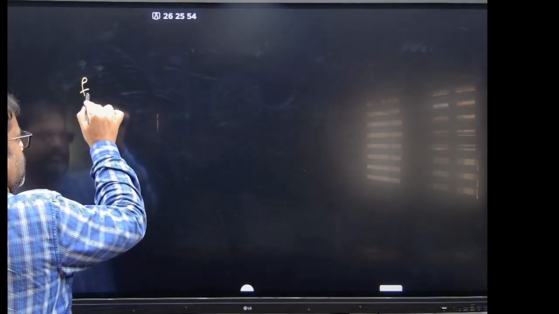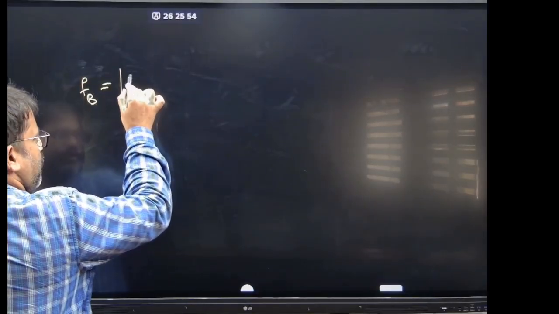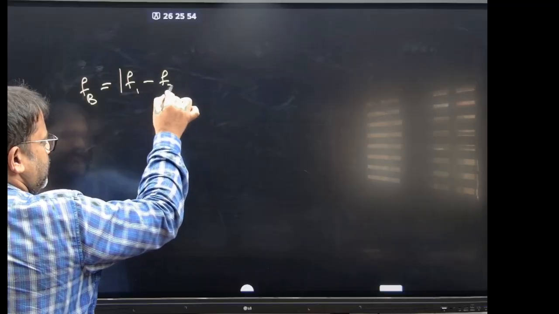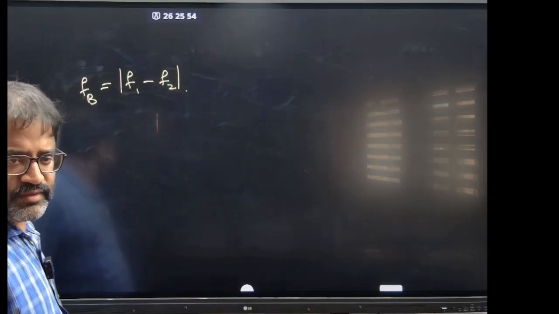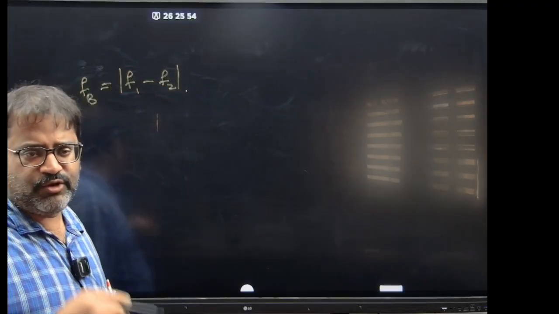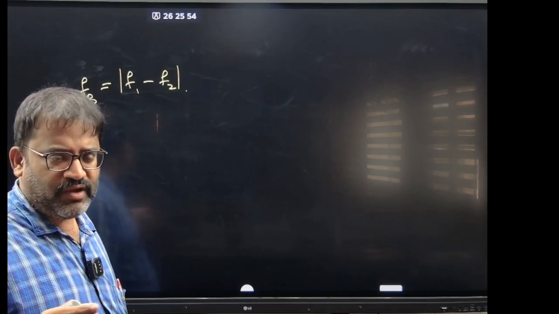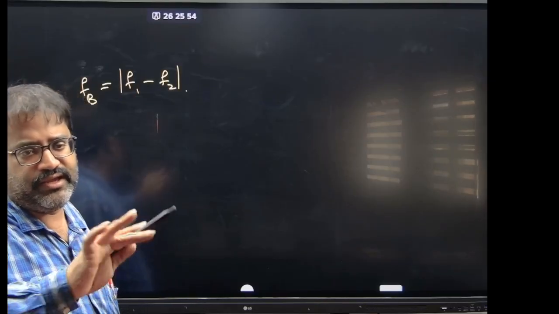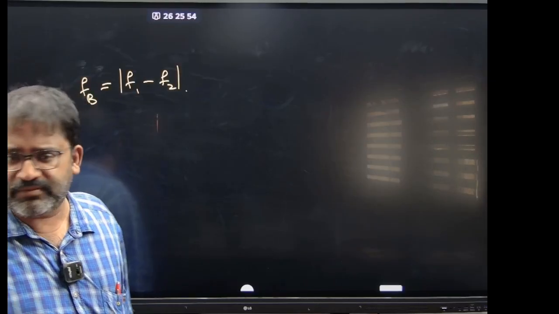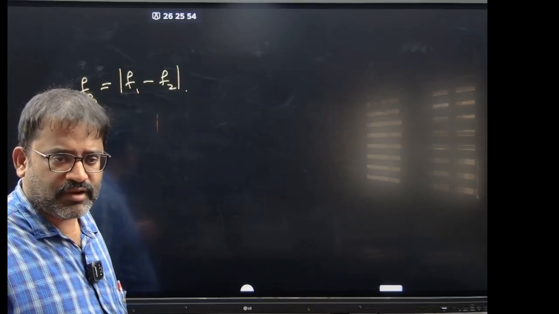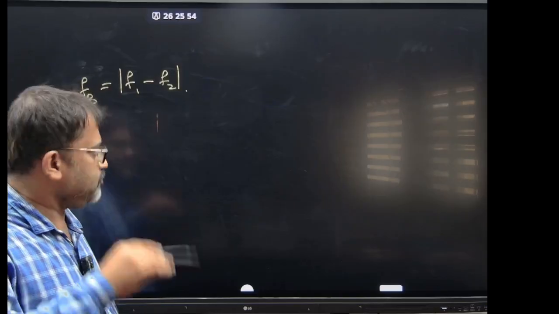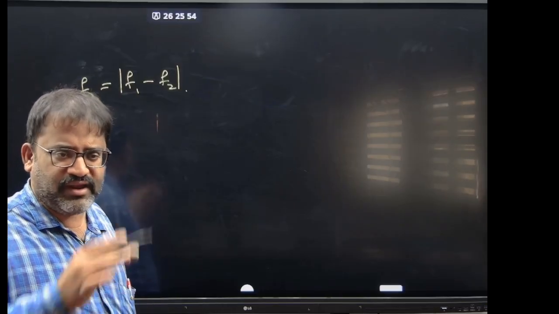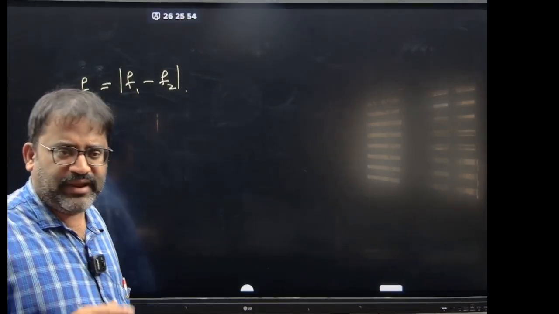Beat frequency is equal to modulus of f1 minus f2. That means it is the absolute value of the difference between two frequencies, and that is what is called beats. So this is the first formula that you have to make use of.